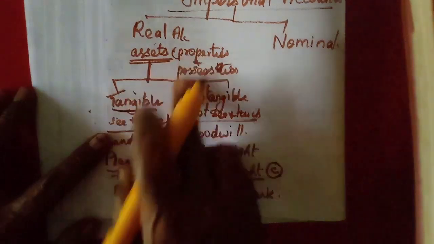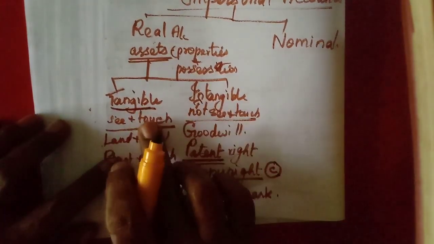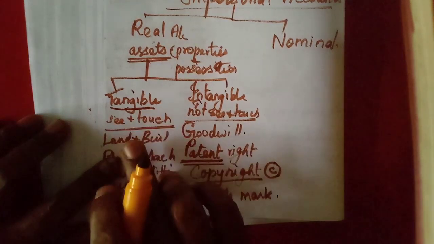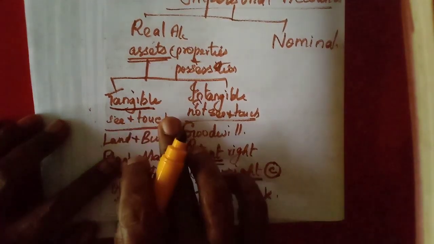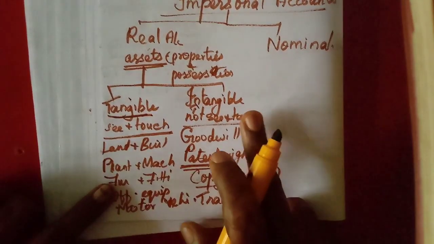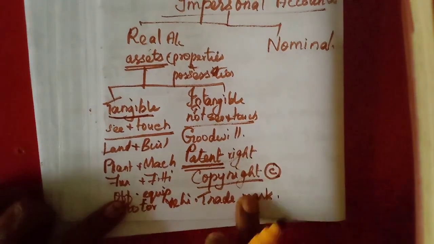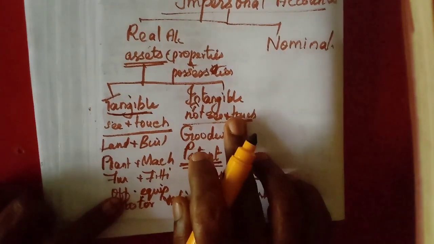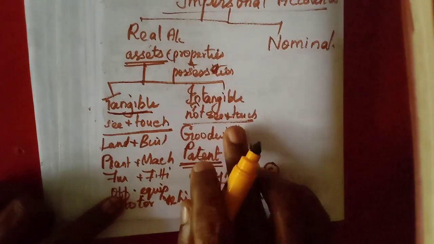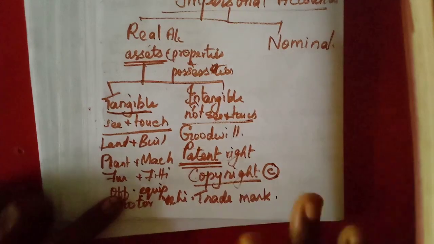Real account is divided into two: tangible and intangible. Tangible real account, what are tangible assets? They can be seen and touched. All these are the examples. Then intangible assets, the intangible real account: all the properties that cannot be seen and touched. They are goodwill, patent right, copyright, trademark, etc.